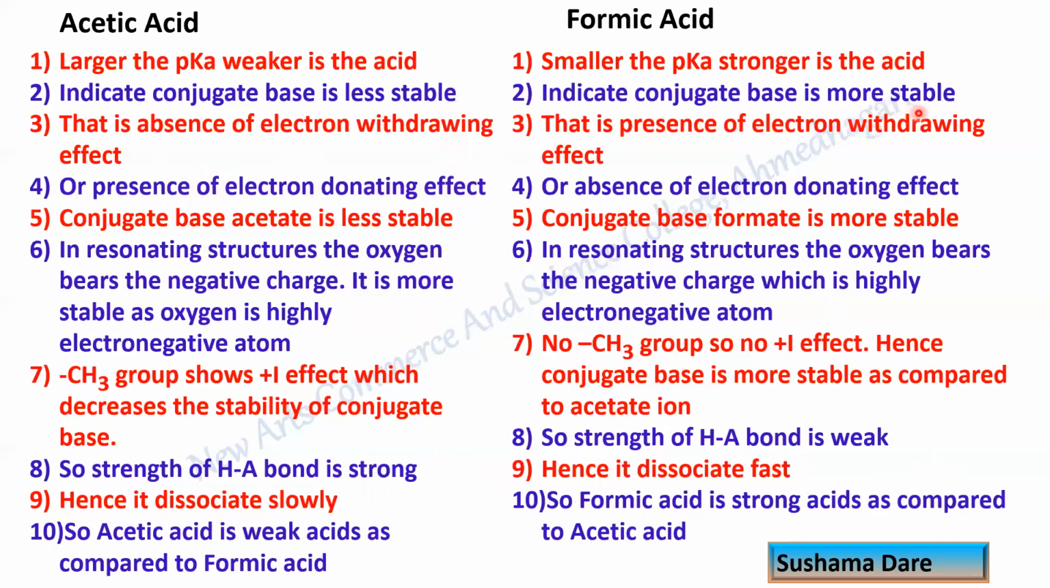If the conjugate base is more stable, as in formic acid, that indicates there is a presence of electron withdrawing group or absence of electron donating effect. So as this is a weak acid, what does it indicate? The conjugate base acetate is less stable while formate is more stable. Now we have to answer the question: why is the acetate less stable?